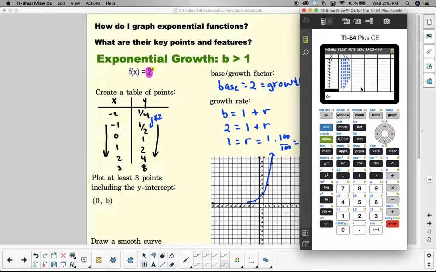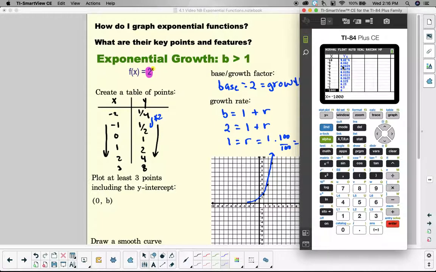And you can see what's happening here. As the x values are decreasing, the output value is decreasing. Let's try -1,000 and see what happens. And what happens is we get a number that it says it's 0, but it's not really, because 2 to the -1,000 is going to be 1 over 2 to the 1,000. That's going to be a really small number, but it's not actually equal to 0.